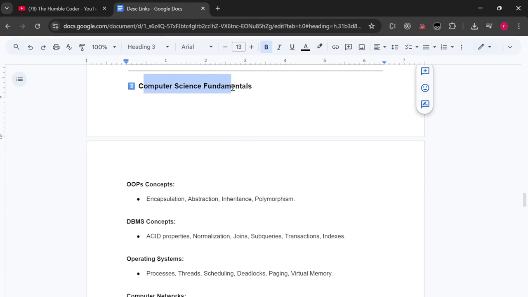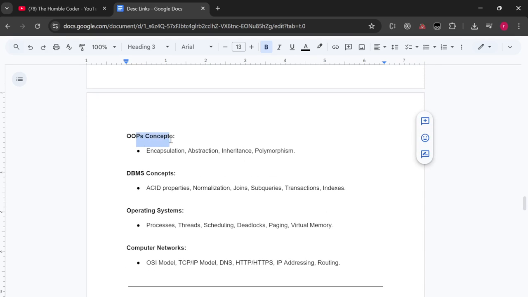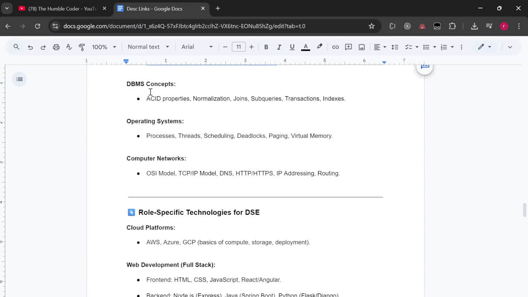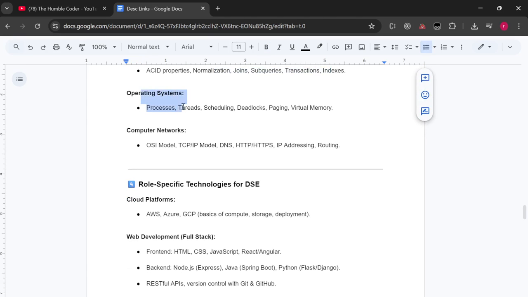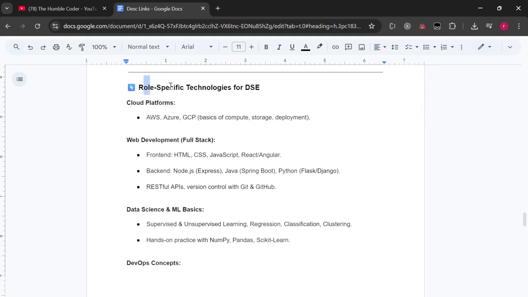Then talking about computer science fundamentals, this is more or less important from an interview perspective. When it comes to OOPS, you should understand concepts like encapsulation, abstraction, inheritance, polymorphism. When it comes to DBMS, you should understand ACID properties, normalization, joins, subqueries, transactions, indexes. Coming to operating systems, you should have knowledge of processes, threads, scheduling, deadlock, paging, virtual memory. Then computer networks: OSI model, TCP/IP model, DNS, HTTP or HTTPS, IP addressing and routing.